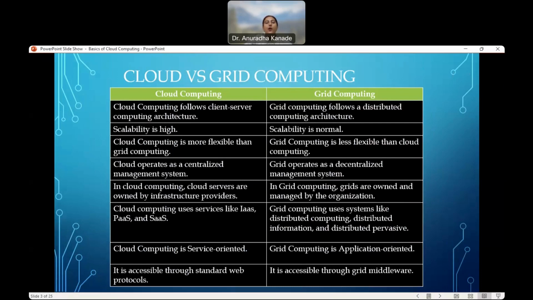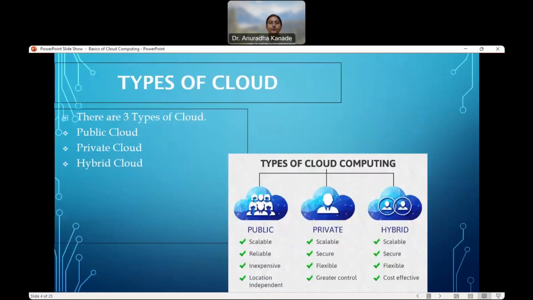To access the cloud computing facilities, web-based protocols like HTTP, HTTPS, and FTP are used. But to access the grid facilities, there is a need for grid middleware. So this was regarding the difference between cloud and grid computing. Next, we will see different types of cloud computing. Basically, there are three types. One is public cloud, second is private cloud, and the third one is hybrid cloud.